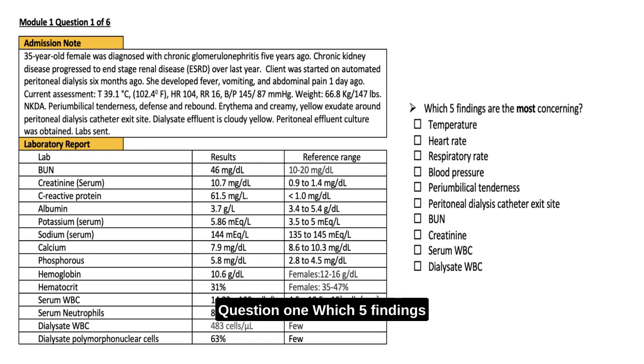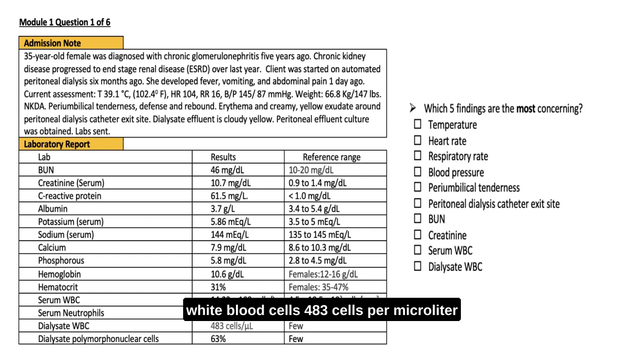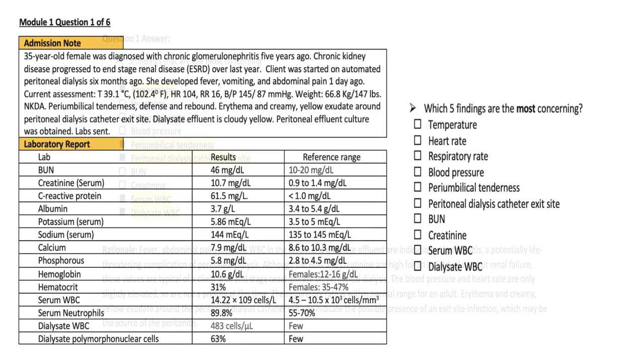Question 1. Which 5 findings are the most concerning? Temperature, heart rate, respiratory rate, blood pressure, periumbilical tenderness. Peritoneal dialysis catheter exit site. BUN, creatinine, serum WBC, or dialysate white blood cells 483 cells per microliter, dialysate polymorphonuclear cells 63%. Which 5 findings are the most concerning?